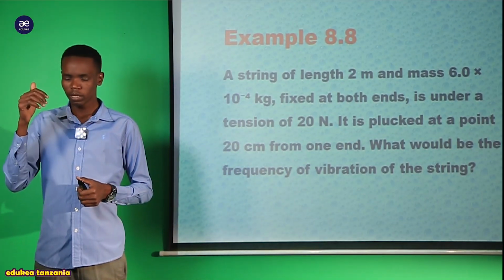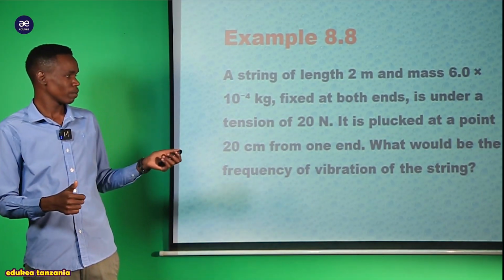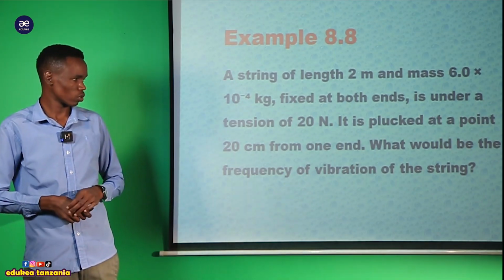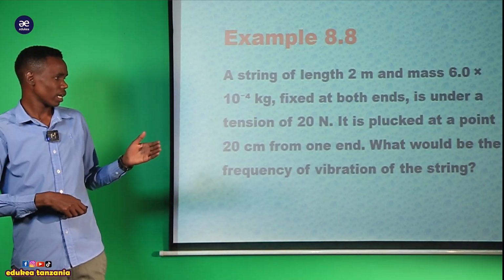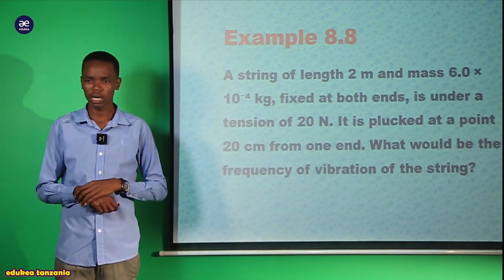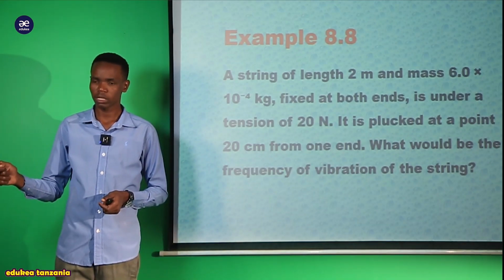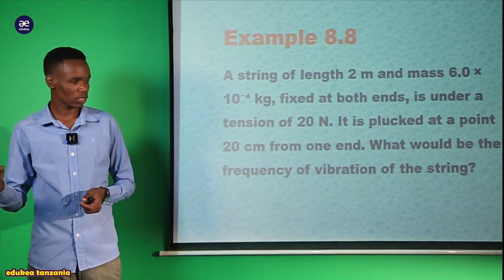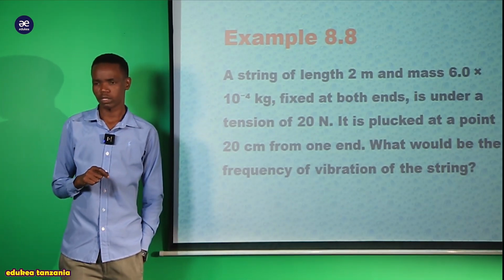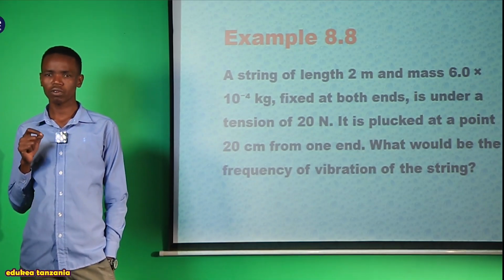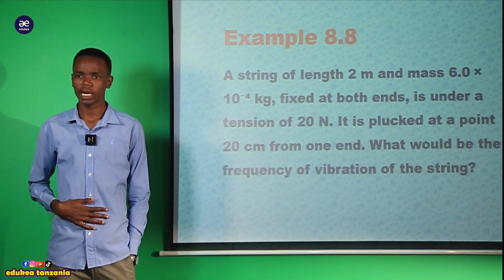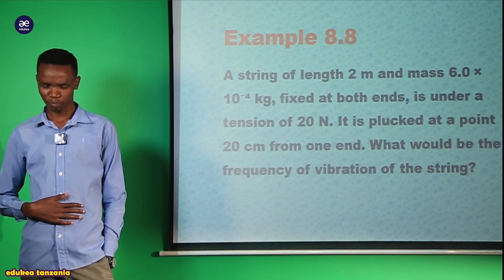Now, we have been told that the tension formed is equal to 20 Newton, but it is plucked at a point 20 centimeter from one end. It is plucked at 20 centimeter from one end, as we have been told, my lovely students. What will be the frequency of vibration of the string? How can we get the frequency of vibration of the string? This is what we have been asked in our discussion here.